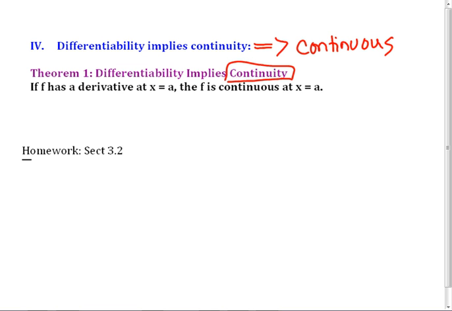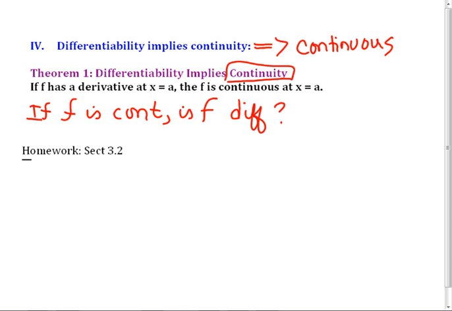What about the reverse? We've asked this before. If f is continuous, so if they tell you have a continuous function, is it differentiable? Now, for that to be true, it must be true for every situation. If it's false, then give me a counterexample. That's the thing. Certainly continuous, but it's not differentiable.